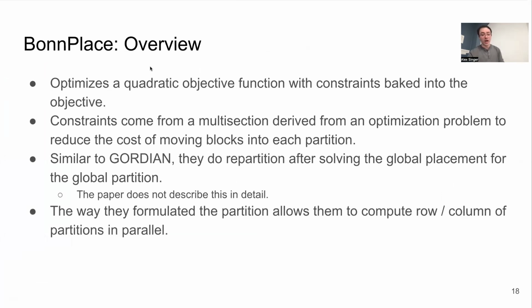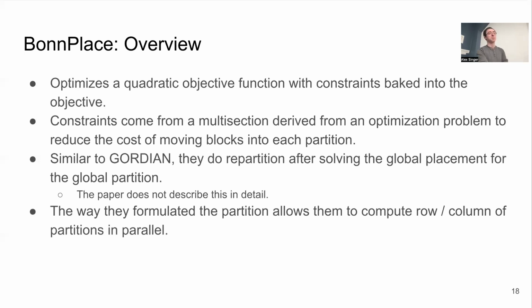So yeah, the way they formulate the partition allows them to compute rows and columns in parallel. So what it allows them to do is actually get a lot of parallelism. And even if you don't parallelize it, because you're reducing the size of the problem, the conjugate gradient, or whatever solver you're going to use, is actually going to solve a lot faster. So cutting this down actually does save a lot of runtime.